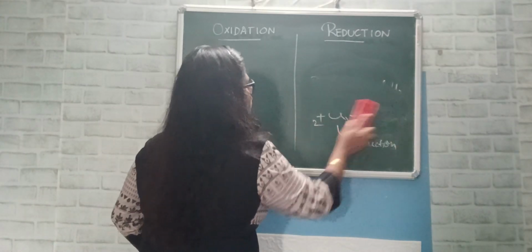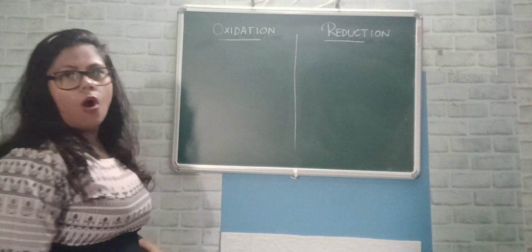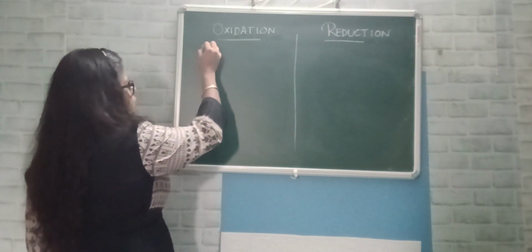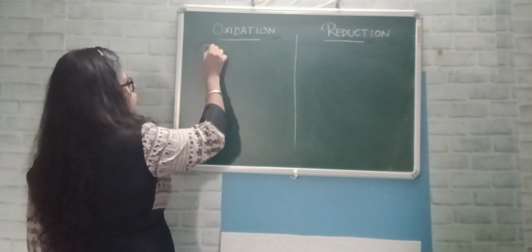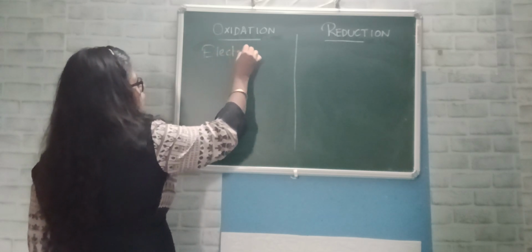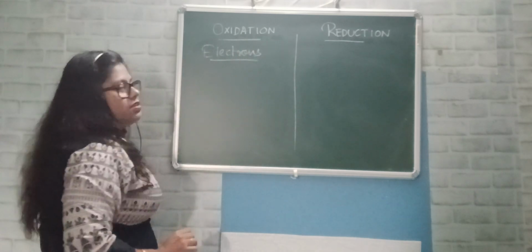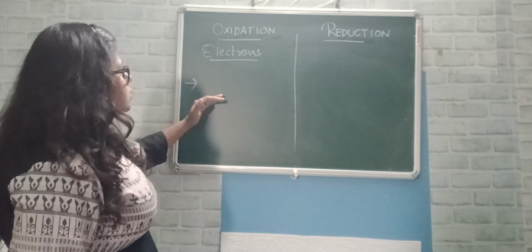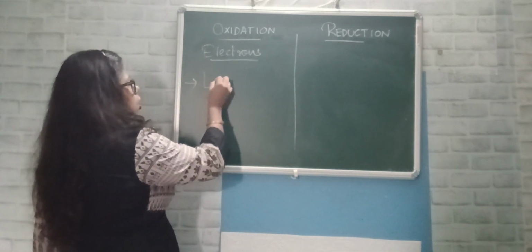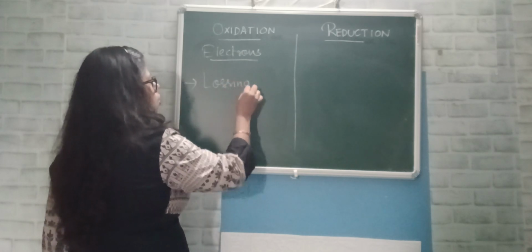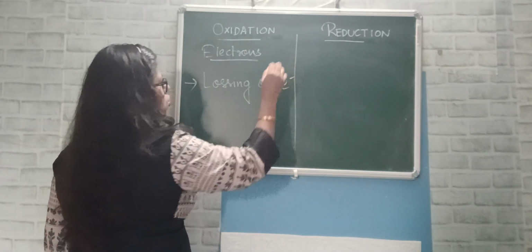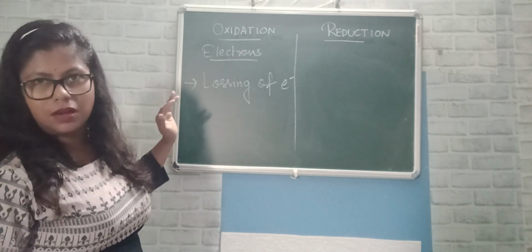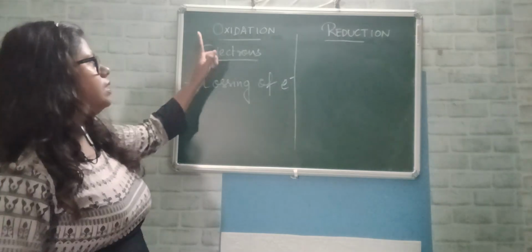It depends on the movement of electrons as well. So with respect to electrons, how do these two processes differ? Let's see. Oxidation is the losing of electron. When an atom loses its electron, it is getting oxidized.